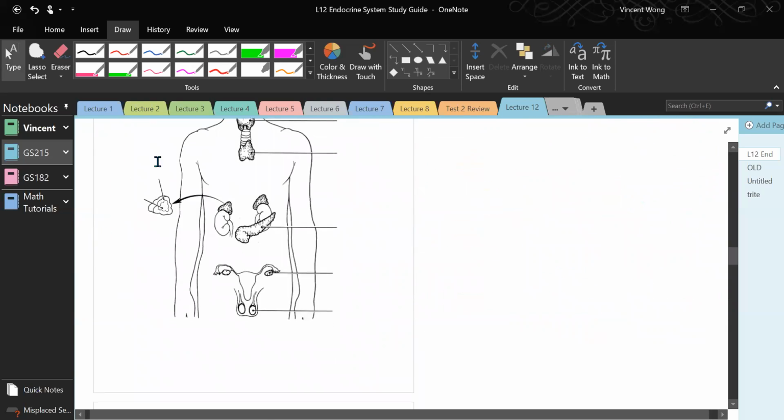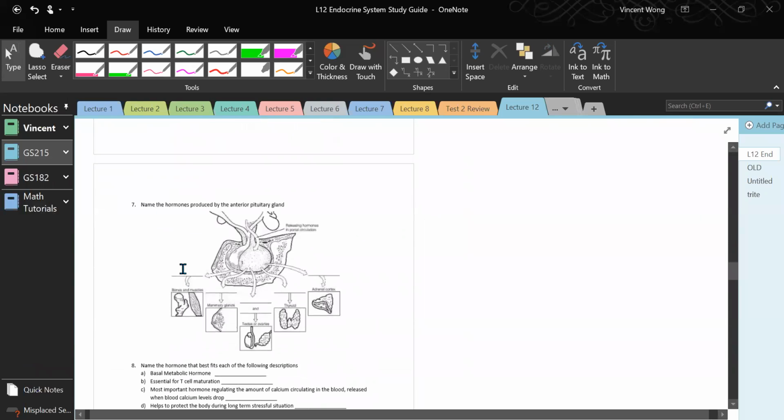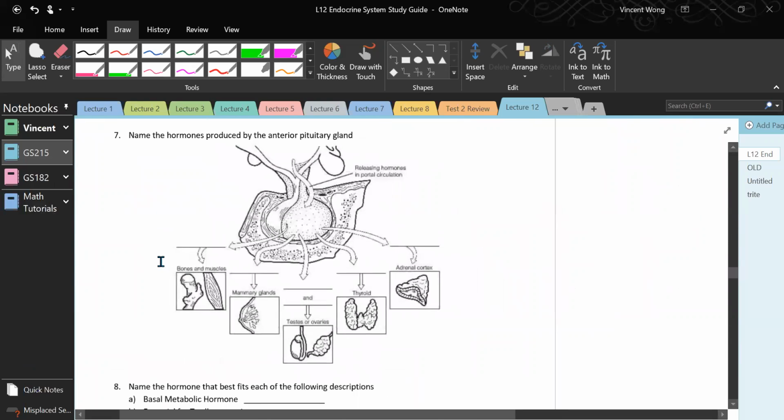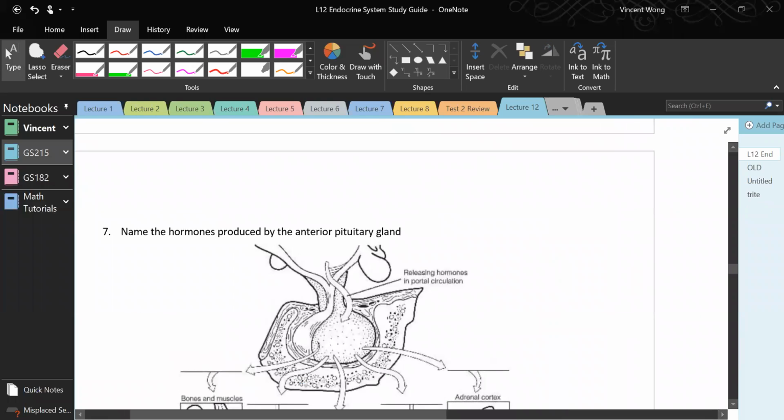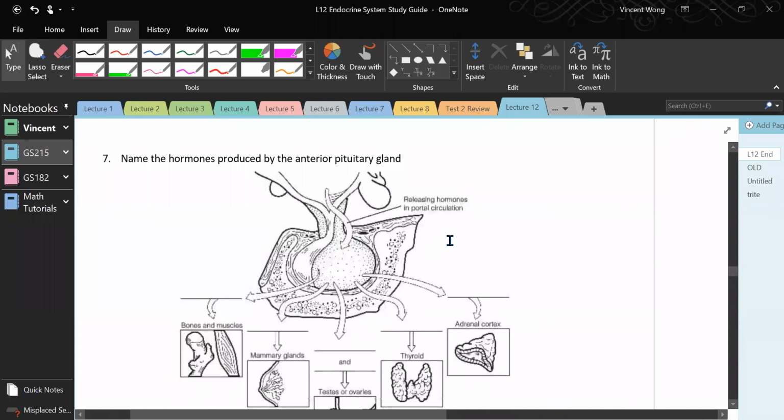Okay, moving on. This was done in the video. You can watch that. And we have number 7 right now. Name the hormones produced by the anterior pituitary gland. This time this is the AP, and I know it because I can see the optic chiasma again. You can see the pituitary gland is nicely nested in this bone. That's part of the sphenoid bone.